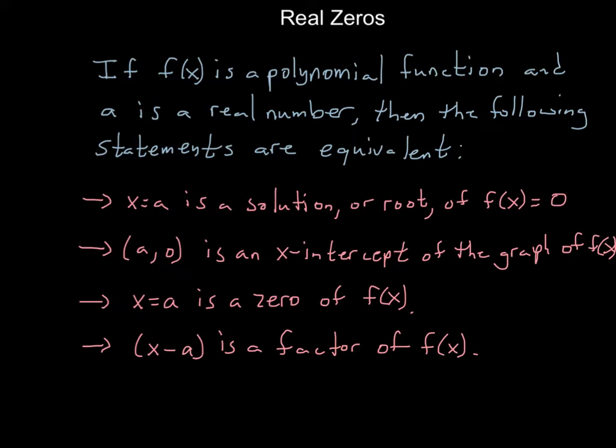Well, that should be pretty familiar because a lot of times when you hear zero and root, they actually get interchanged. Here's another important one: x minus a is a factor of f of x. One of the things we're going to be doing is asking you to find a polynomial when you're told what the zeros are. In that case, we use the fact that if you know a number is a 0, then x minus that number will be a factor.